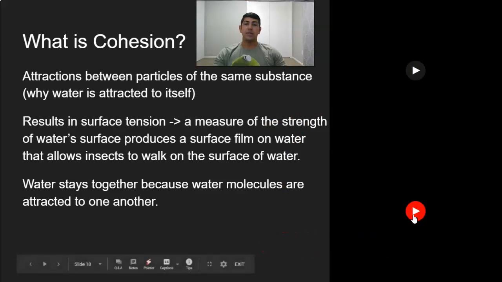And so what happens is this results in surface tension. This is a measure of the strength of the water's surface, and it produces a surface film on the water that allows insects to walk on the surface of the water. The water stays together because water molecules are attracted to one another.